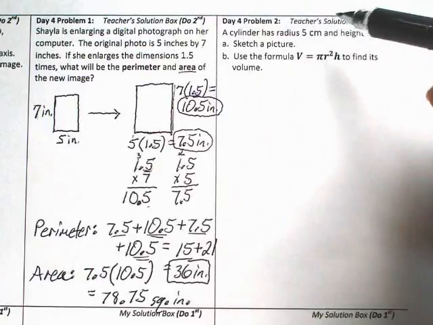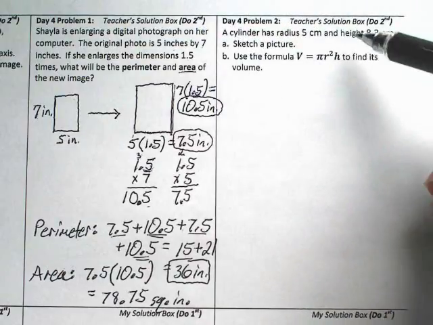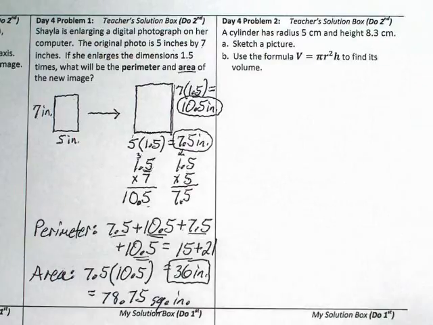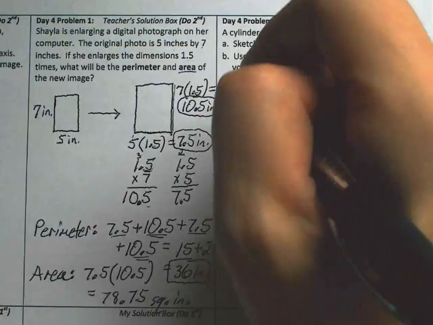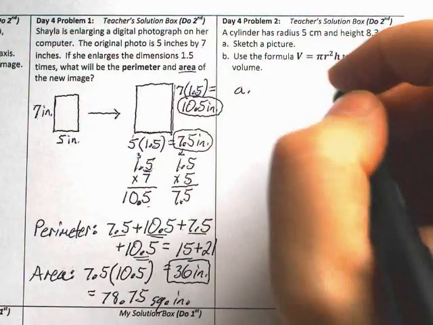Now, day 4, problem 2. A cylinder has radius 5 centimeters and height 8.3 centimeters. Part A, sketch a picture. So we need a picture of a cylinder. So let's see, a cylinder.